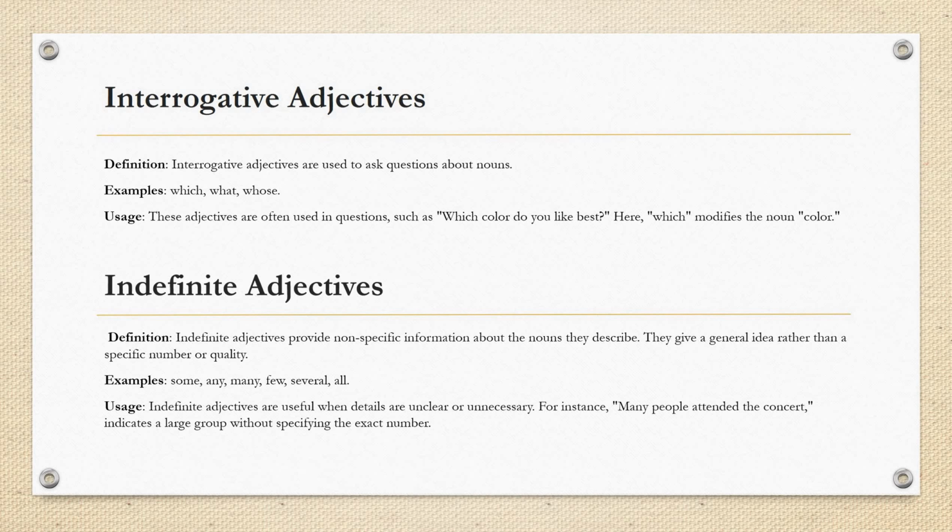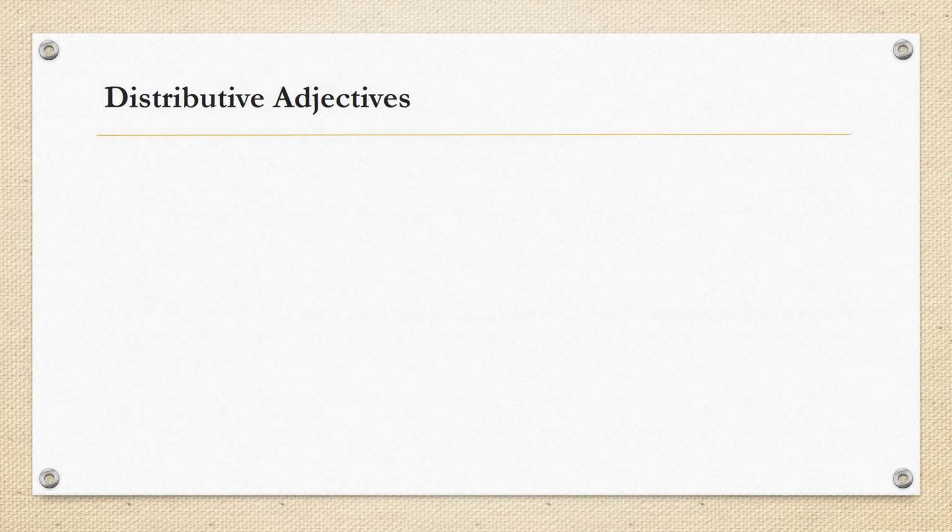Usage. Indefinite adjectives are useful when details are unclear or unnecessary. For instance, "Many people attended the concert." This indicates a large group without specifying the exact number. Indefinite adjectives add flexibility to descriptions, allowing for approximation in situations where specifics are unknown or unnecessary.